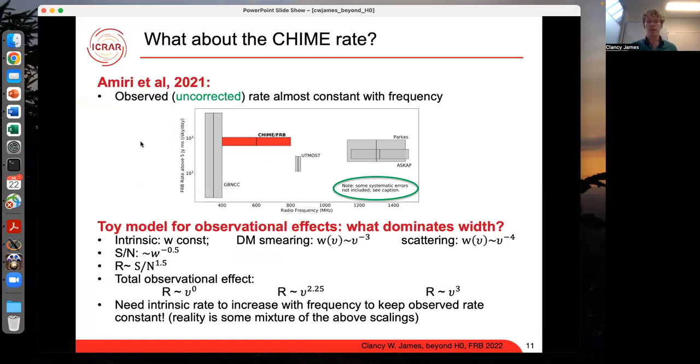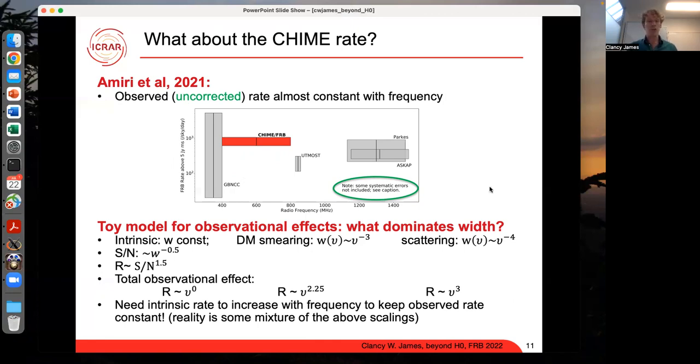Because from Amiri et al. 2021, which was the paper from the DM dependence earlier, you'll see that as a function of frequency, the observed all-sky rate seems to be about constant over different experiments, right? However, if you look closely, you'll see that's an uncorrected rate, which does not account for systematic errors.